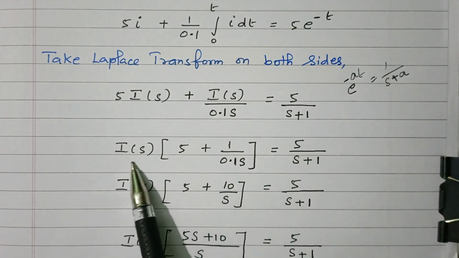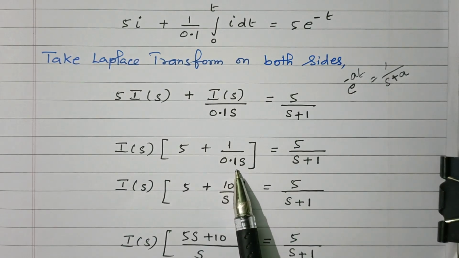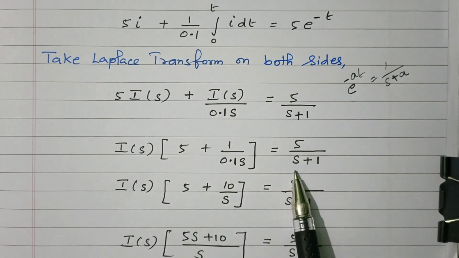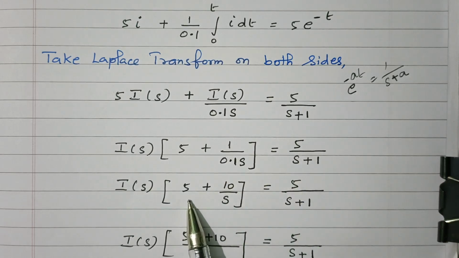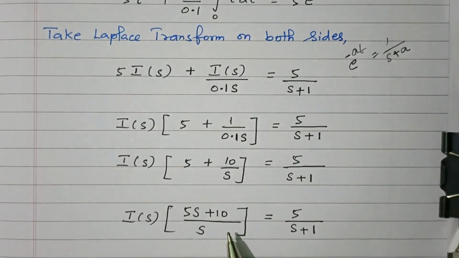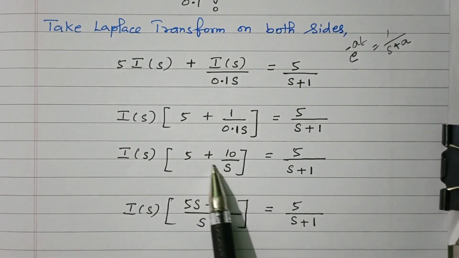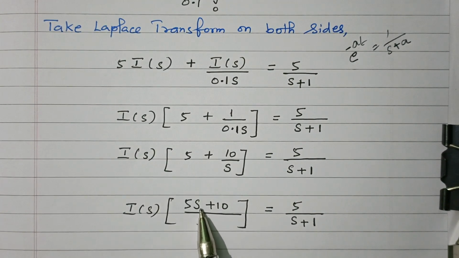Now we'll take I of s common. So I of s times 5 plus 1 divided by 0.1 s equal to 5 divided by s plus 1. So this 1 divided by 0.1 is written as 10 divided by s. Now we'll go for the LCM. We will take the LCM here, so it is multiplied by 5s. So 5s plus 10 divided by s. Now we'll bring this term to the denominator of the other side so that we'll get the expression for I of s.